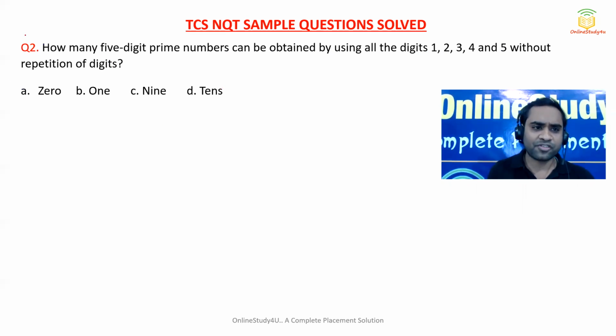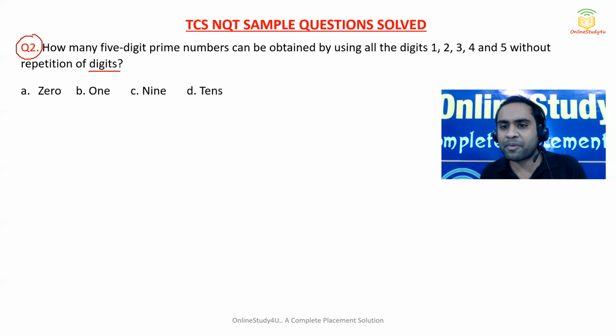Now, friends, question number 2. How many 5-digit prime numbers can be obtained by using all the digits 1, 2, 3, 4, and 5 without the repetition of digits? So the answer will be 5, 4, 9, 3, 12, and 12 plus 2 will be 14 plus 1, 15. Then your answer will be 0. That's all. Not even 30 seconds is required to solve this particular question. But you need to understand the concept.